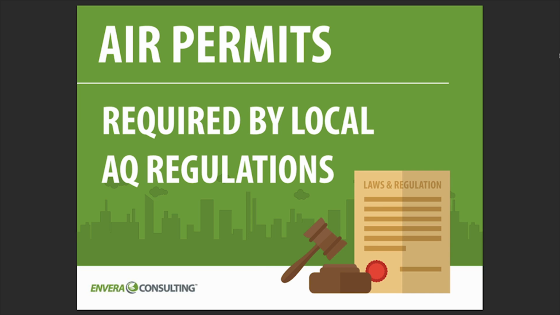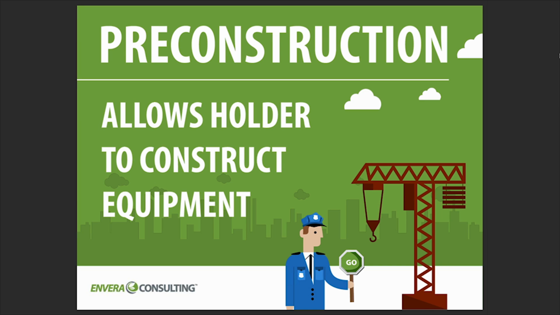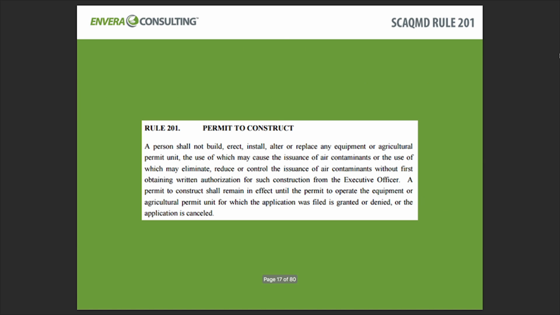So let's start with the pre-construction permits. And remember that permits are required by air quality laws and regulations. Now, like I said earlier, the pre-construction permit allows the holder to simply construct a piece of equipment. Now, in the South Coast Air Quality Management District, Rule 201 simply outlines when a piece of equipment will need a permit. Rule 201 is very simple. I'm just going to read out loud here the first sentence.